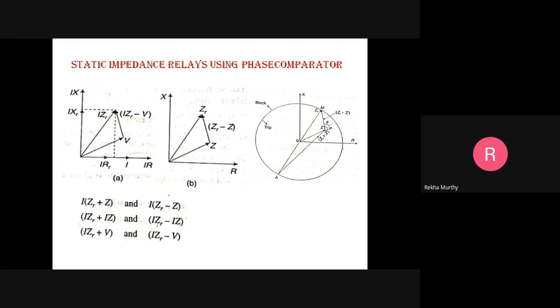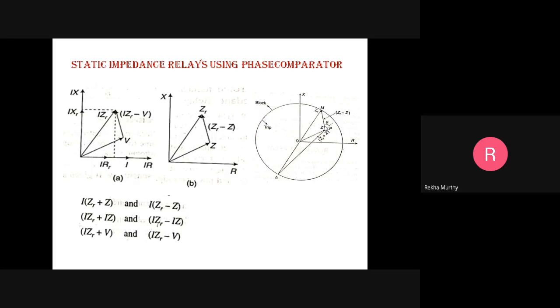Now when theta is less than 90 degrees, then you can say that the point is lying within the characteristic circle, where I into ZR plus V is nothing but a polarizing unit, and I into ZR minus V is nothing but the operating unit. If it is outside the circle, then we cannot control that fault. It will come to a different region. So this is what happens when theta is within the circle, or when theta is greater than 90 degrees.